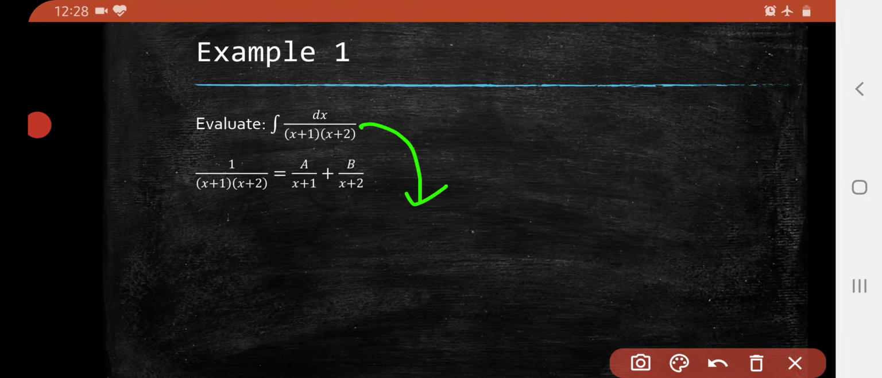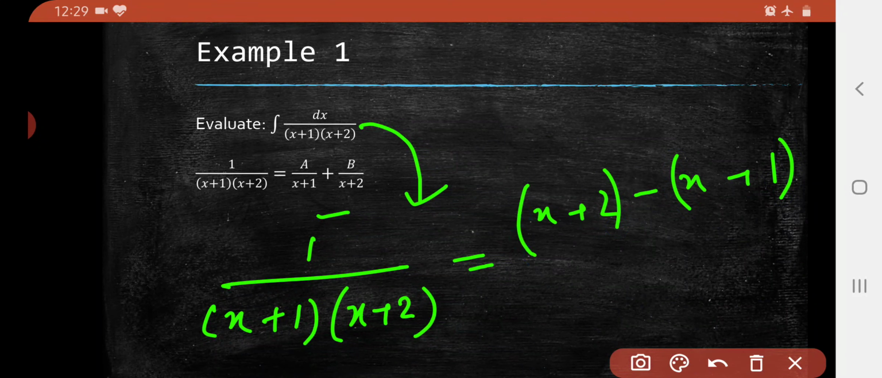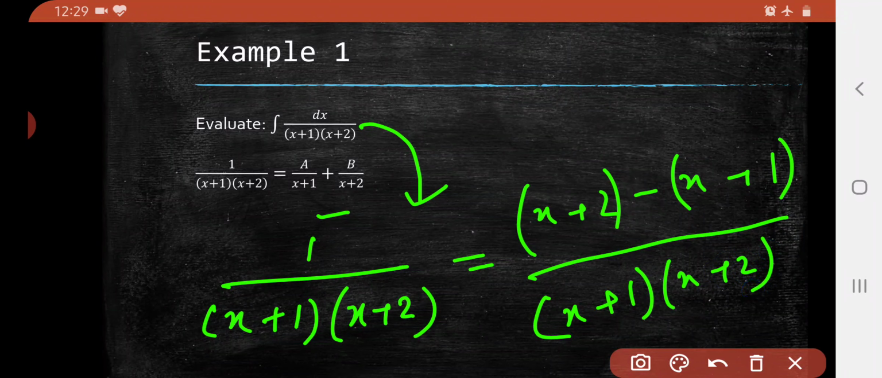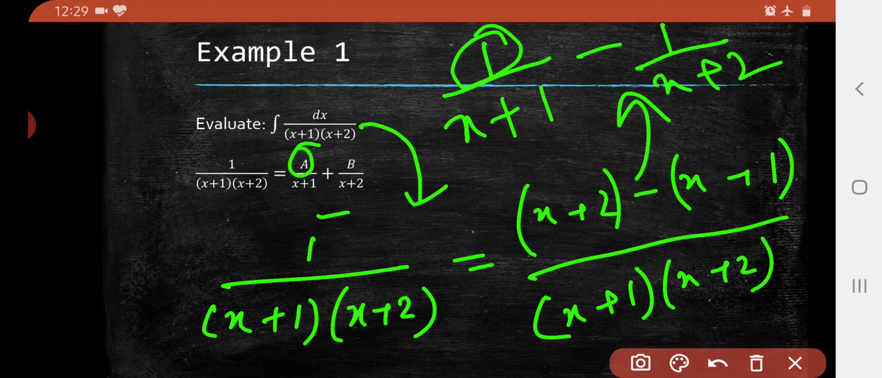So if I'm taking this one, this is 1 by x plus 1, x plus 2. See here, I can write this as x plus 2 minus x plus 1. Can I write this or not? I can directly write this. Now this is x plus 1, x plus 2. So from here, if I just separate the terms out, I can write it as 1 by x plus 1 minus 1 by x plus 2. I can write this. See? So this 1 is becoming your A and this minus 1 is becoming your B. So in very simple steps I can solve this.